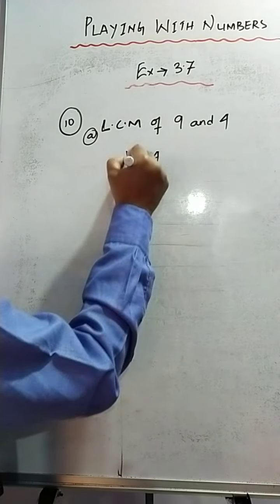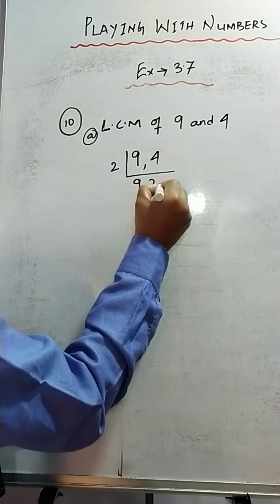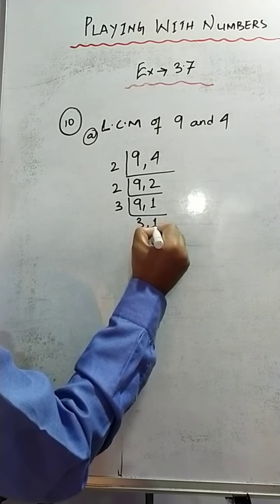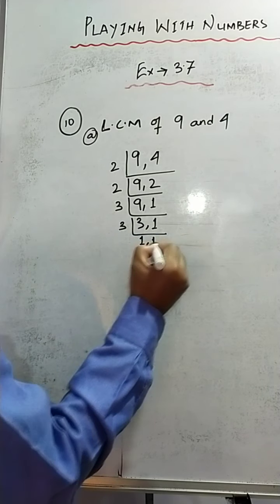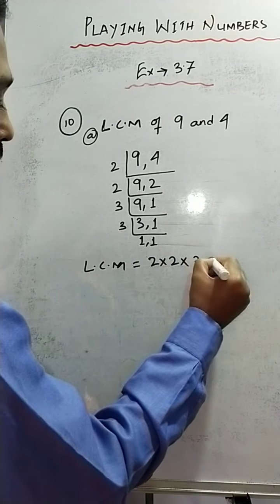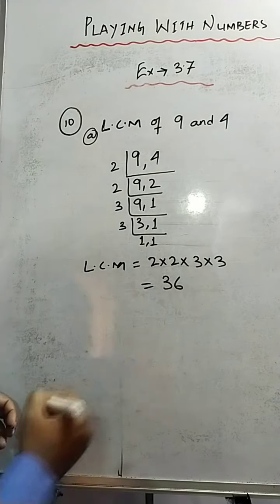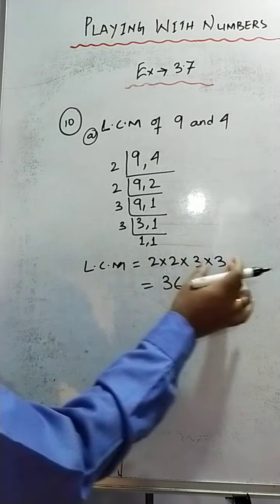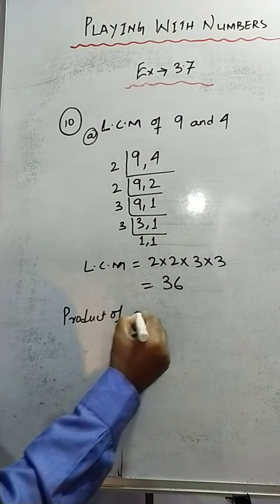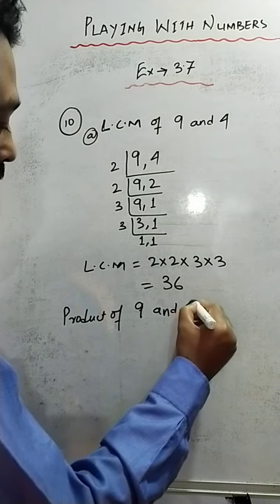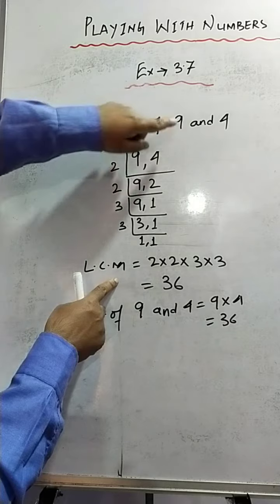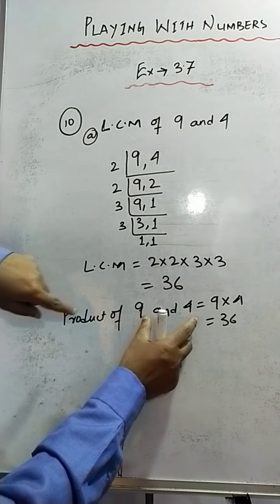That is 9 and 4. 2 2s are 4, 2 1s are... then we start with 3, 3 3s are 9, 1. So LCM is 2 into 2 into 3 into 3. That will give us 36, isn't it? So the LCM of 4 and 9 is 36. Now we'll also see the product of 9 and 4. So that will be 9 into 4, which gives us 36. So see, the LCM of 9 and 4 is 36, and the product of 9 and 4 is also 36.